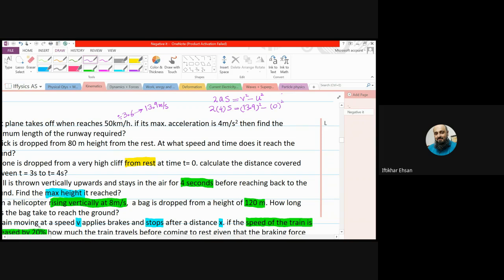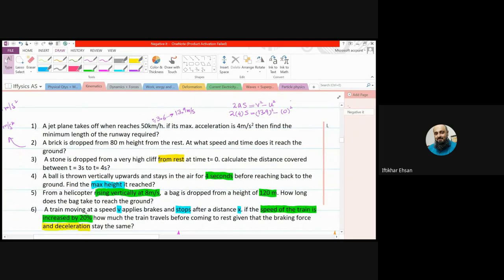So who has done the same as I have done? Can you please share the answer with me? Maybe any one of you is correct. 24 looks to be very close. Check it out, please. 24.2, very right. So whoever's answer was 24 is correct. Well answered. Can we move to the next part?